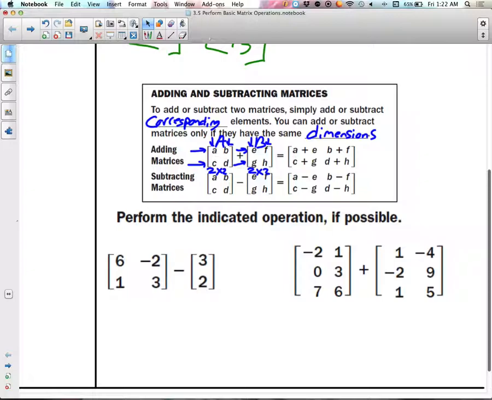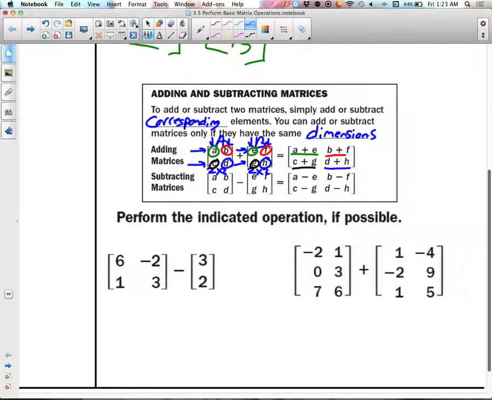And then how do you add them together? Well, you look for corresponding elements. For example, the A and the E, they're both in the first row and the first column. Or you could say they're both in the top left corner. So they are corresponding elements, so you can add them together. And that's A plus E. The B and the F, these are corresponding elements. They are in the top right corner, so you can add them together. You've got C and G, those correspond, so you can add them together. And then last you've got D and H. They are corresponding elements, so they can be added together.